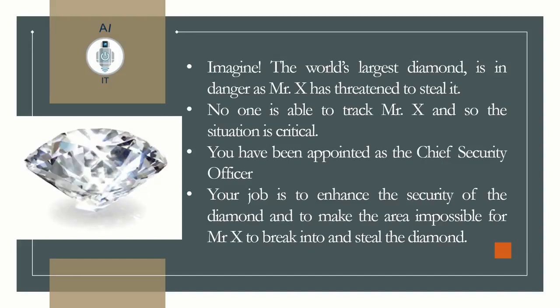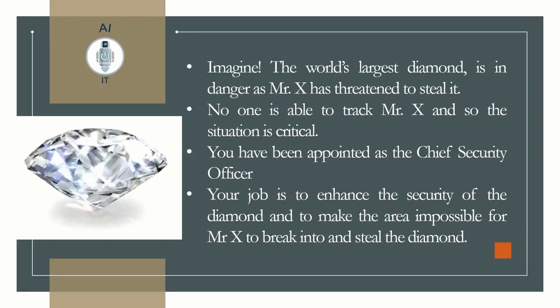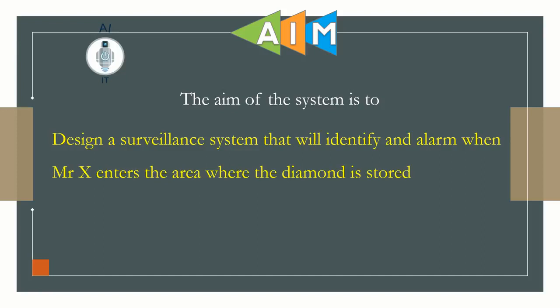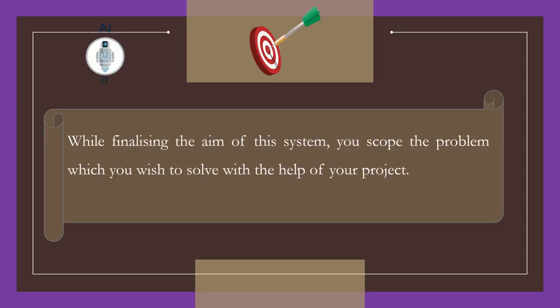Now that we are aware of the AI concepts, let us plan to use them to accomplish this task. We can decide that the aim of the system is to design a surveillance system that will identify and alarm when Mr. X enters the area where the diamond is stored. This is the first stage of AI project cycle where we finalize the aim of the system. We scope the problem which we wish to solve with the help of our project. So this stage of AI project cycle is called problem scoping.